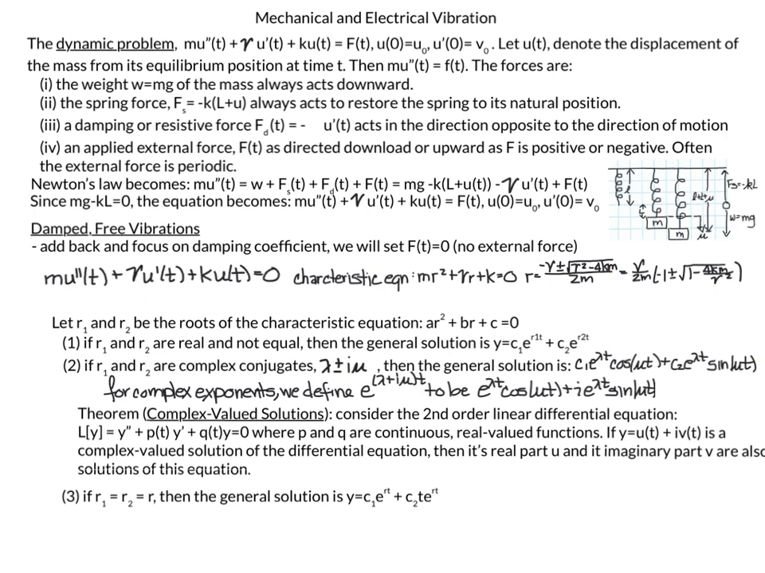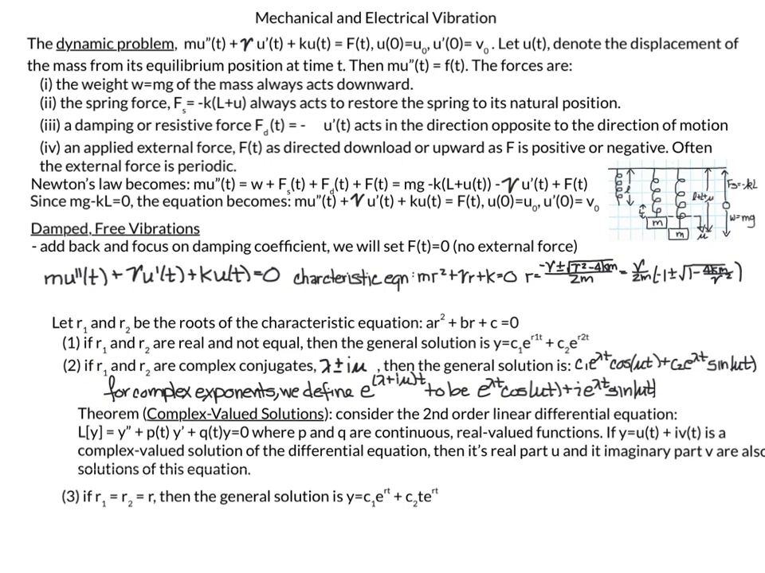There were 3 possibilities for roots of this characteristic equation. The first one was r1 and r2 are real and not equal. They were 2 distinct roots. Then the general solution would be y equals c1 e to the r1t plus c2 e to the r2t. So that was a very straightforward one.